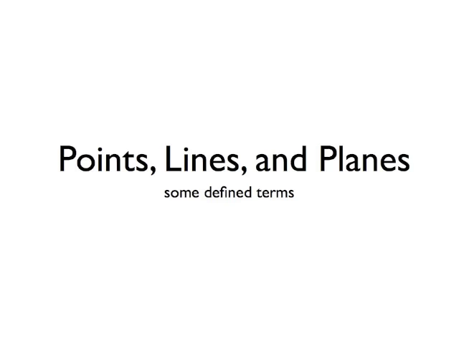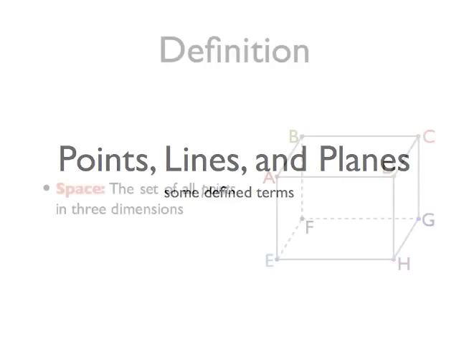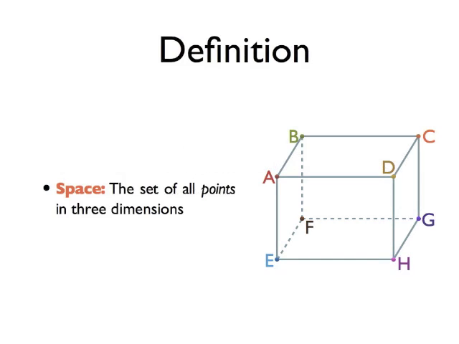The first actual definition in geometry is space. And that is the set of all points in 3 dimensions. Notice it's 3-dimensional. It actually exists. We can define it. We often represent space by using a prism. We don't generally name a space because space is all around us, and there's only one of them.